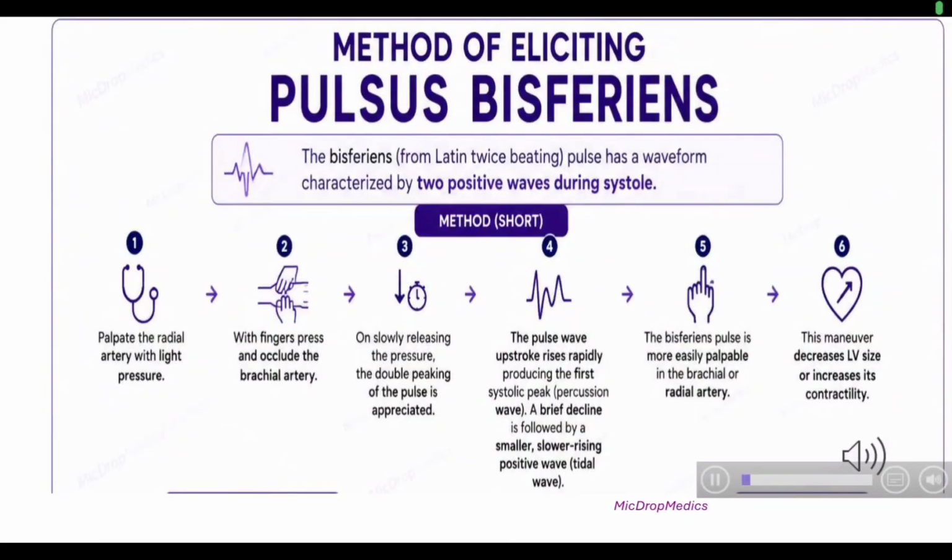So how do you find pulsus bisferiens? Use light pressure to occlude the artery and then release it very slowly. If you feel the double hit during the contraction phase, it's a classic indicator of combined aortic stenosis and aortic regurgitation, or HOCM. The heart is essentially ejecting blood in 2 distinct shafts during a single beat.